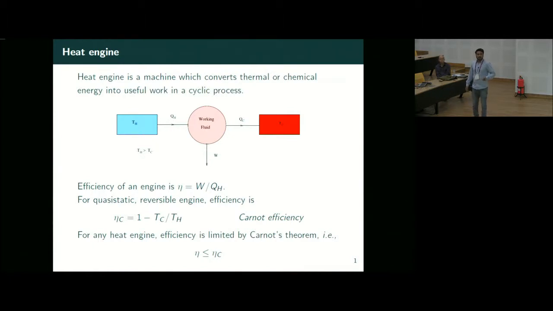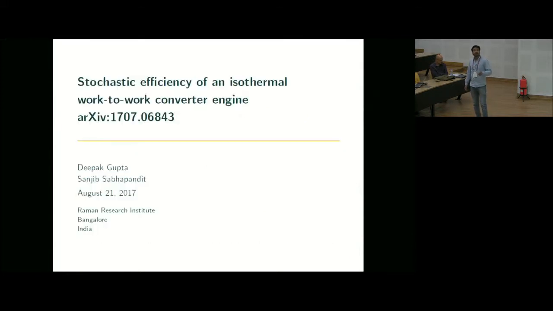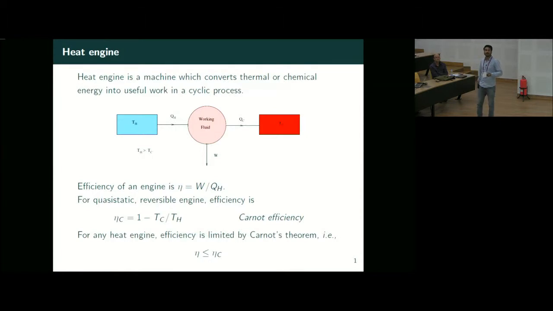In the quasi-static or reversible regime, the engine's efficiency is given by the Carnot efficiency. It's a much celebrated efficiency. For any other engine which is not Carnot, the efficiency is limited by the Carnot theorem: the efficiency is less than or equal to eta C. But I'm not going to talk about this heat engine. I'm just going to talk about a kind of isothermal engine. An isothermal engine is not a heat engine, so there is only one heat reservoir.